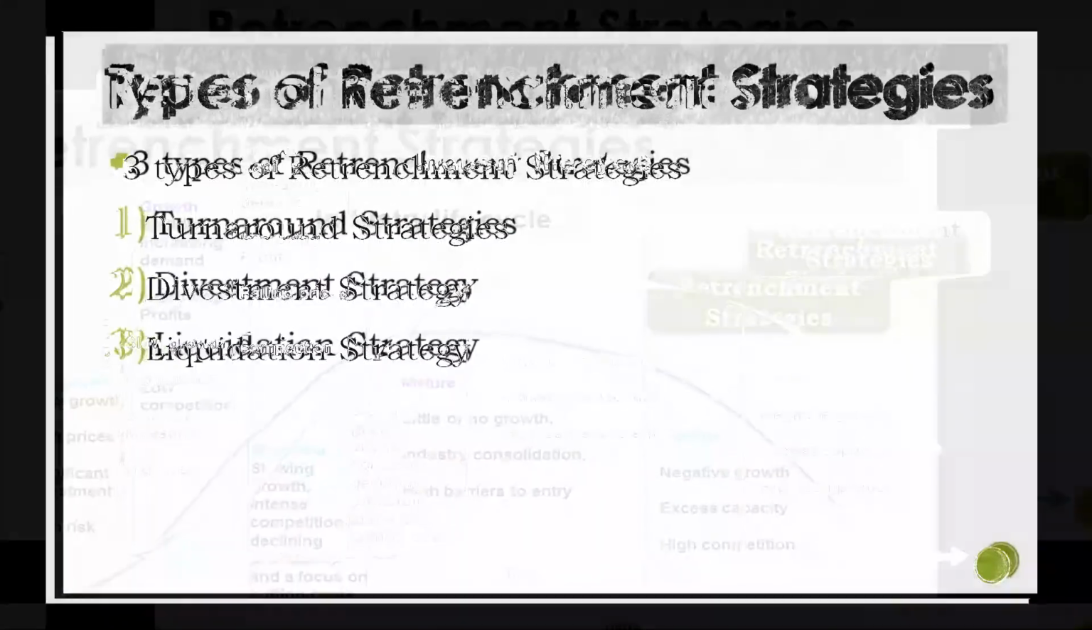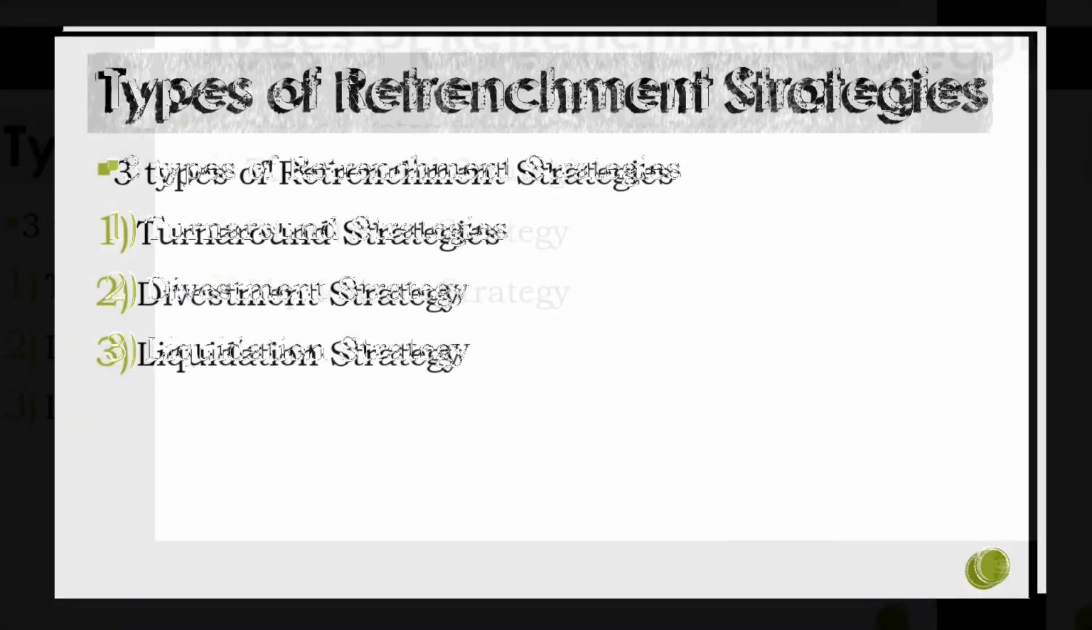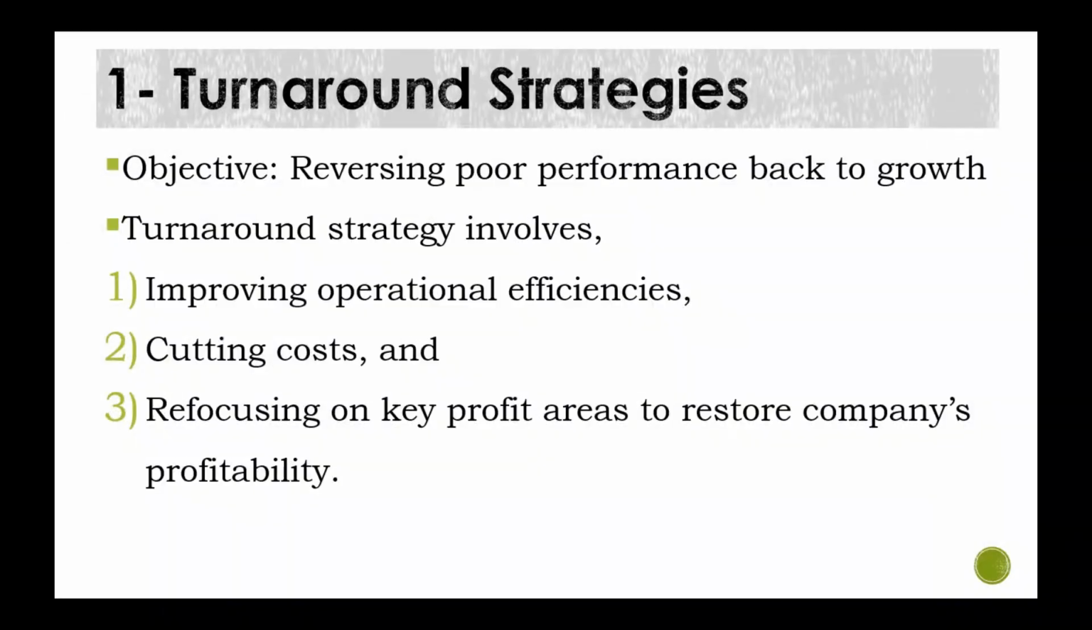There are three types of retrenchment strategies: turnaround strategy, divestment strategy and liquidation strategy. Let us understand each of these strategies one by one with suitable examples. In a turnaround strategy, every firm aims at reversing their poor performance. The turnaround strategy involves improving operational efficiencies, cutting costs and refocusing on key profit areas to restore the company to profitability. For example, Tata Motors.